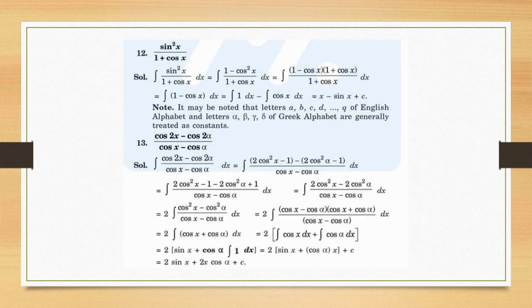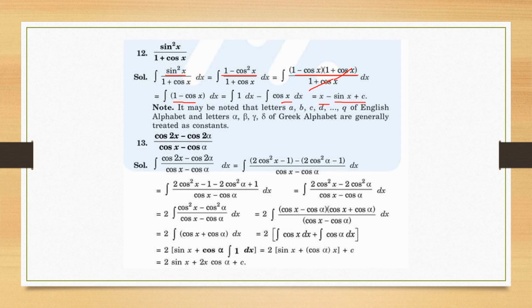Sine square x upon 1 plus cos x. Now the simple way is to open this sine square as 1 minus cos square x. Change it to a plus b into a minus b. This 1 plus cos x gets cancelled by this. This is 1 minus cos x. Integral of 1 is x, and integral of cos x is sin x, and this becomes x minus sin x plus c.